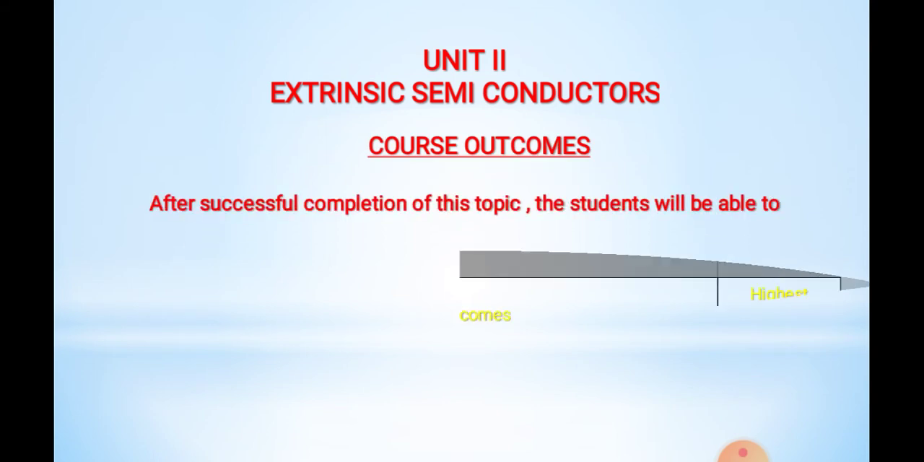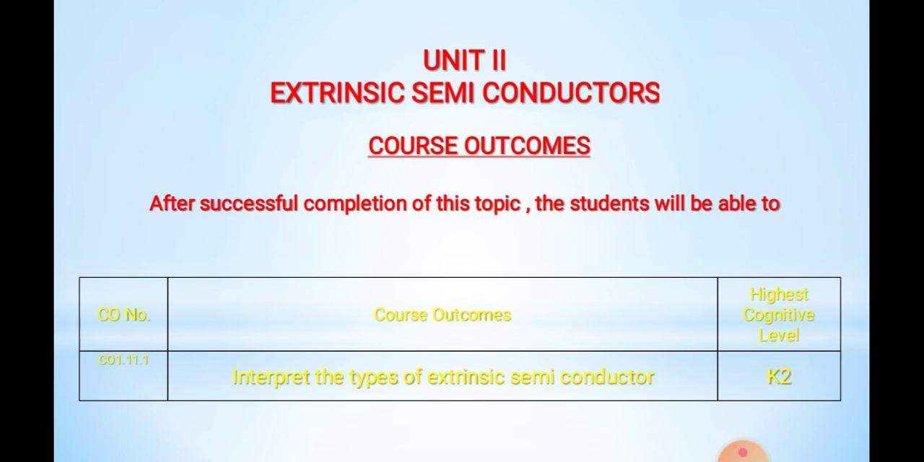So in this video lecture, I am going to discuss extrinsic semiconductors. The different types of extrinsic semiconductors we are going to see. Course outcome: after successful completion of this topic, the students will be able to interpret the types of extrinsic semiconductor. Before moving on to the types, first we should know what we mean by extrinsic semiconductor. Extrinsic semiconductor means it is an impure form of semiconductor.